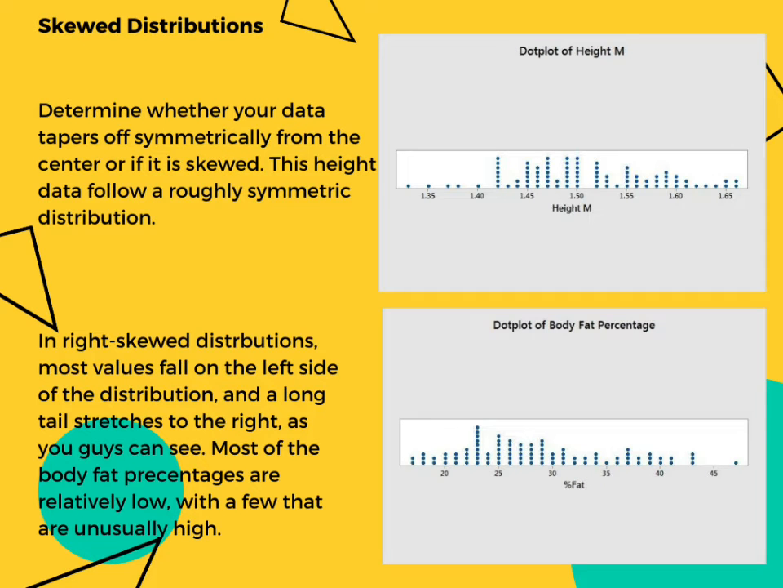Skewed distributions. Determine whether your data tapers off symmetrically from the center or if it is skewed. The height data follow a roughly symmetric distribution. In right skewed distributions, most values fall on the left side of the distribution, and a long tail stretches to the right. As you can see, most of the body fat percentages are relatively low, with a few that are unusually high.